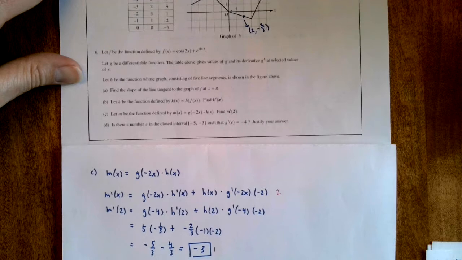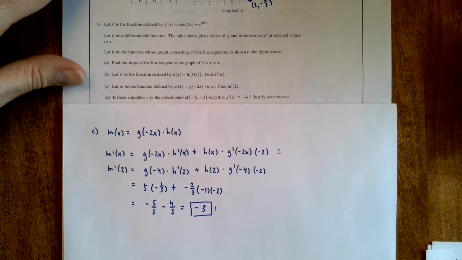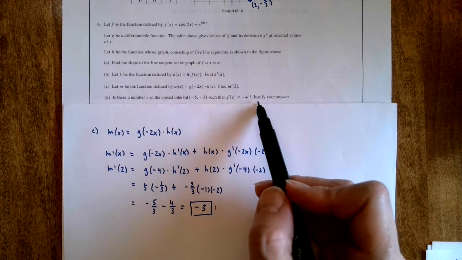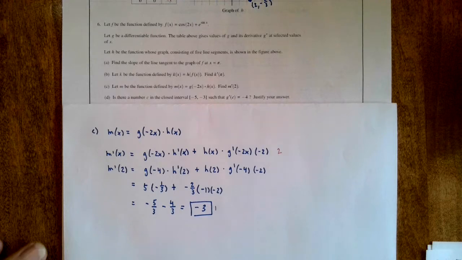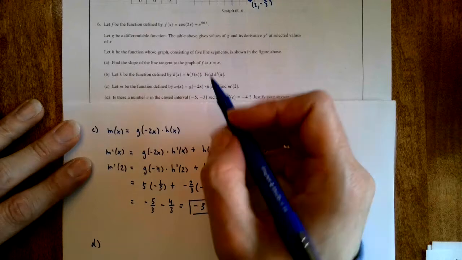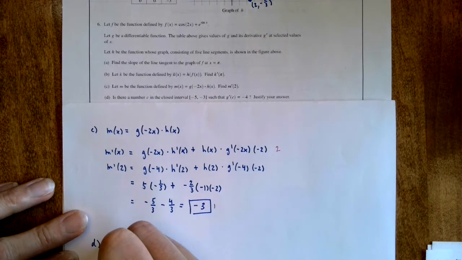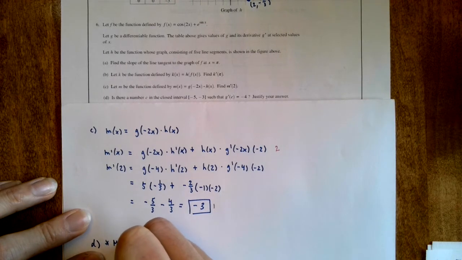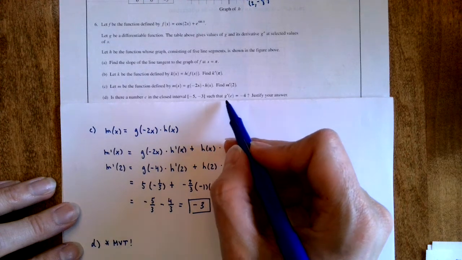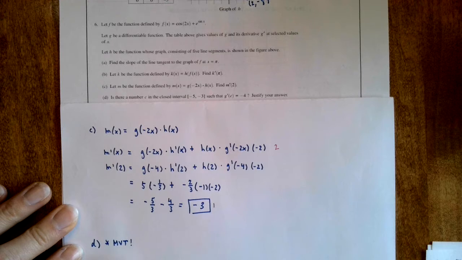Okay, the last question here says, is there a number c in the closed interval from negative 5 to negative 3 such that g prime of c equals negative 4? And then I want you to justify your answer. So here's what hopefully you should recognize. Since they're asking you to guarantee the value of the derivative, that should make you think about the mean value theorem. Whenever they're asking you if there's a number, they're guaranteeing a value of a derivative. That's your mean value theorem.